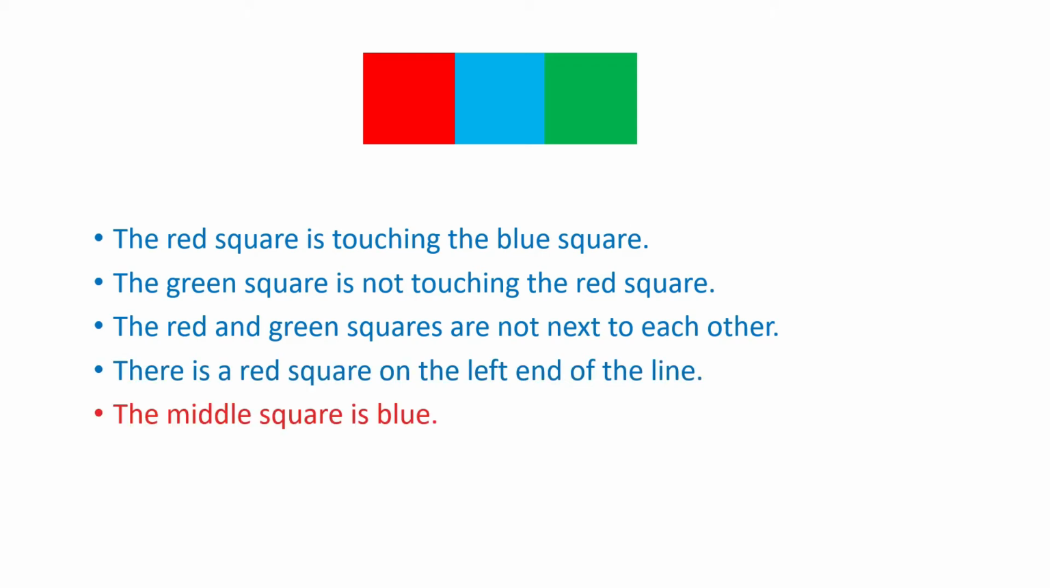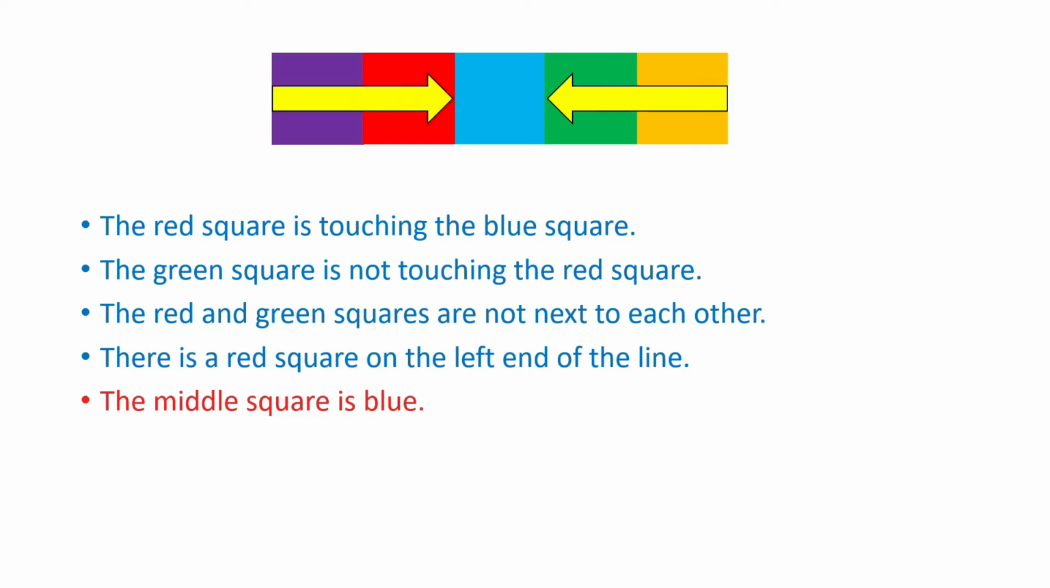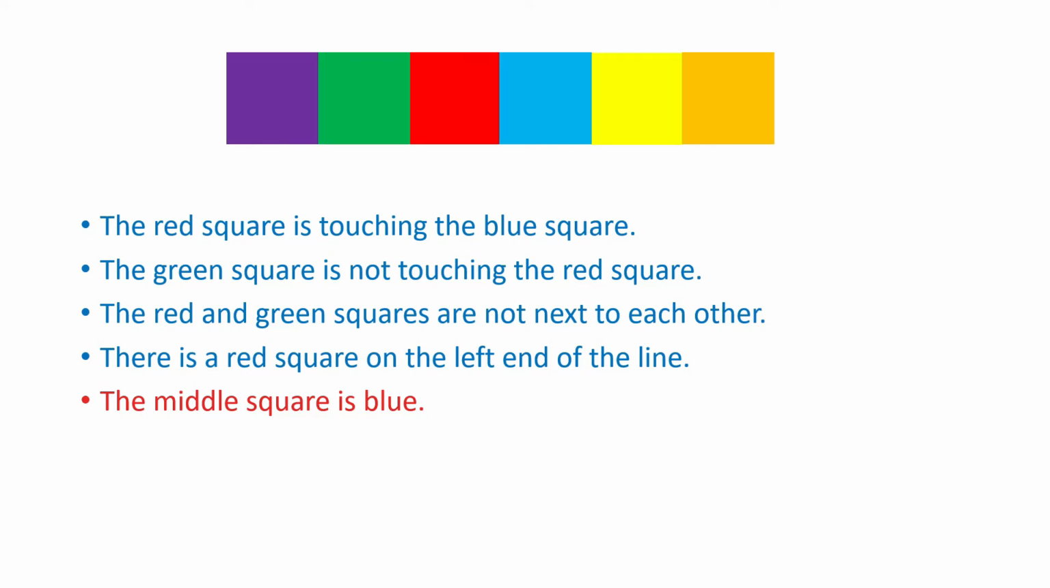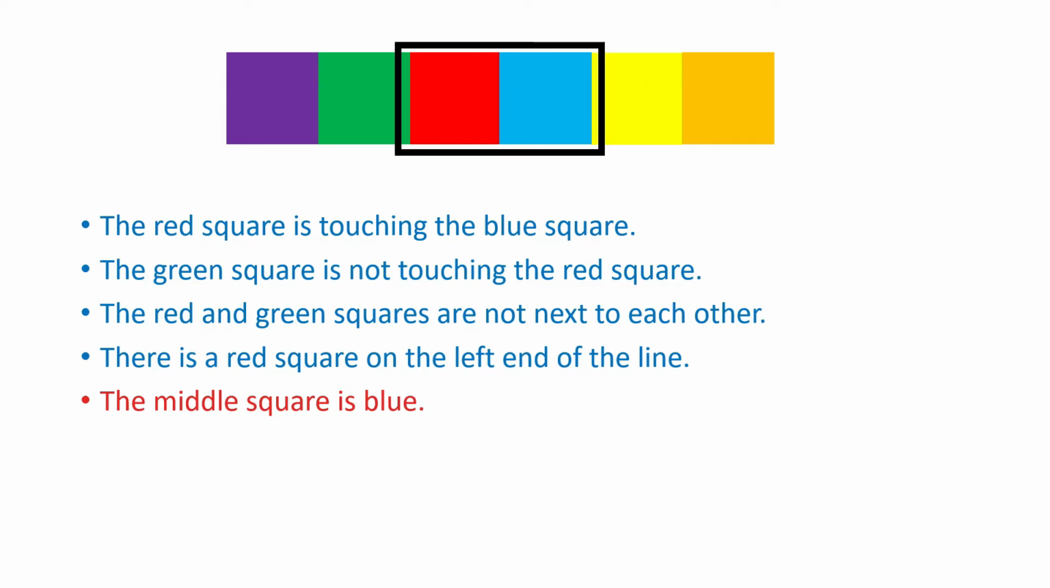Let's look at that description for a minute. The middle square on a horizontal line is the square which has the same number of squares on its left as on its right. The easiest way to find the middle is to count the squares from the outside. So here, blue is in the middle square because there is 1 square on each side of it. Here, blue is the middle square because there are 2 squares on each side of it. Here, there is not 1 middle square because the middle of the line is between 2 squares. Instead, we say that the middle 2 squares are red and blue.